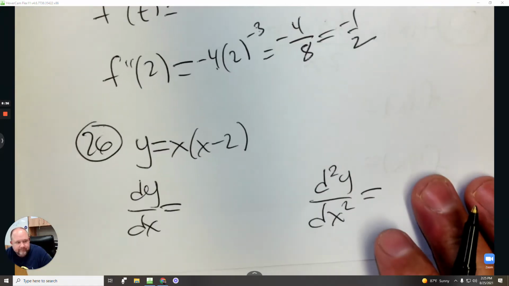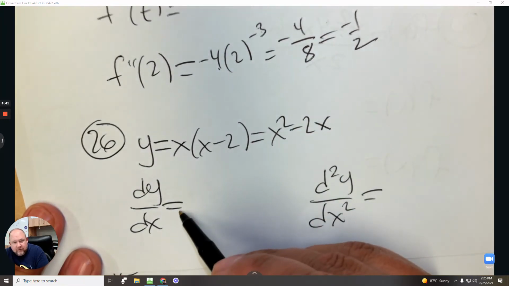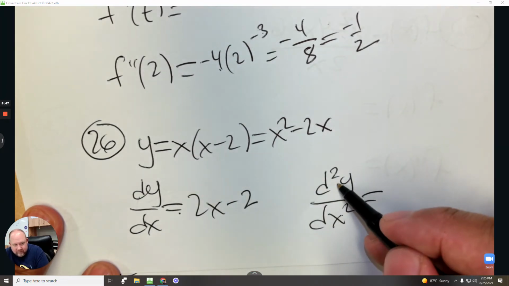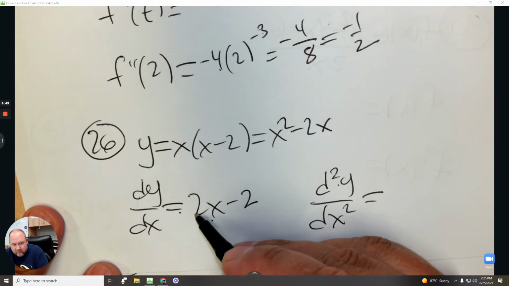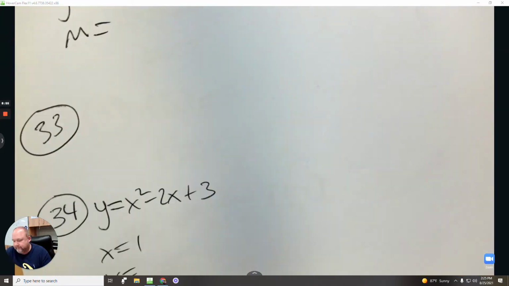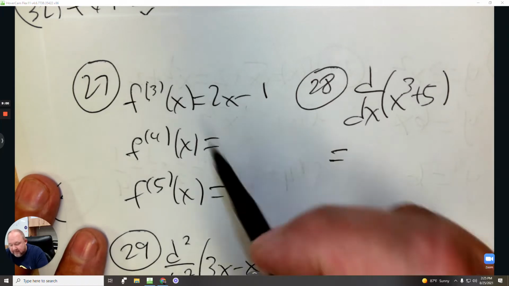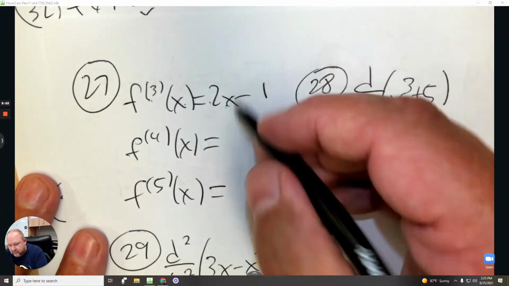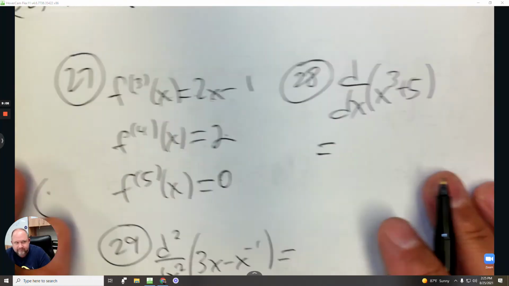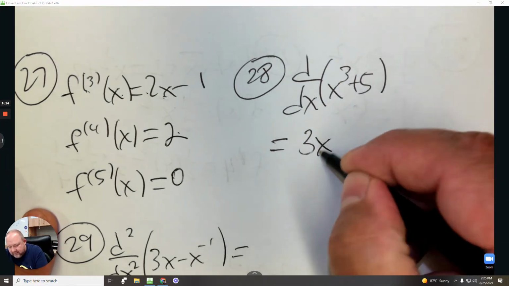26. Multiply it out. The first derivative, that's what this symbol means, is 2x, subtract 2. The next derivative, take the derivative of this. The derivative of 2x is 2, and the derivative of negative 2 is 0. Again, press pause and write it down. The third derivative is this. The next derivative is 2, and the derivative of 2 is 0. Press pause. Write it down. The derivative of this, that's all it's asking, is 3x squared.